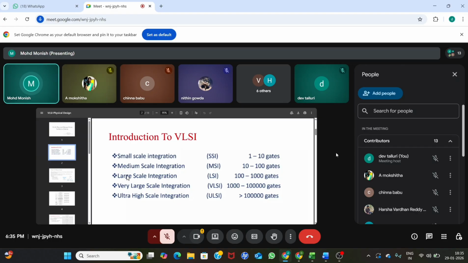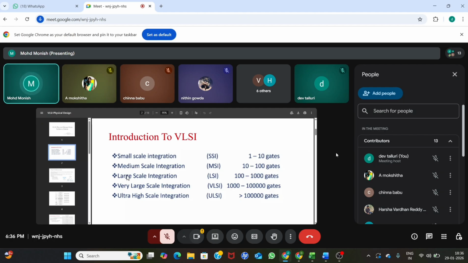Then after that, medium scale integration, in which 10 to 100 gates are used. It is used in adders, multiplexers, encoders, ALUs and registers. Then LSI, large scale integration, in which 100 to 1000 gates are used. It is used in early microprocessors and memory chips. Then VLSI, very large scale integration, in which 1000 to 1 lakh gates are used.